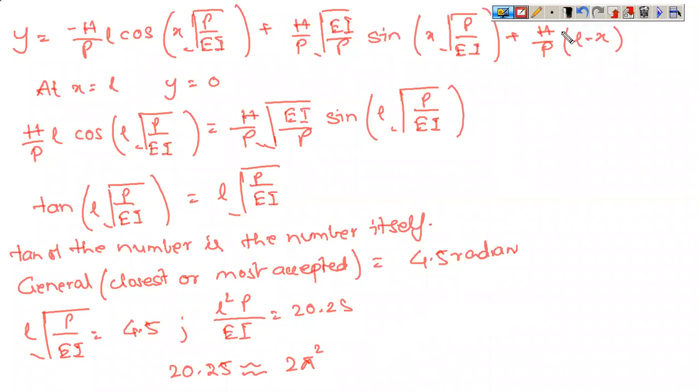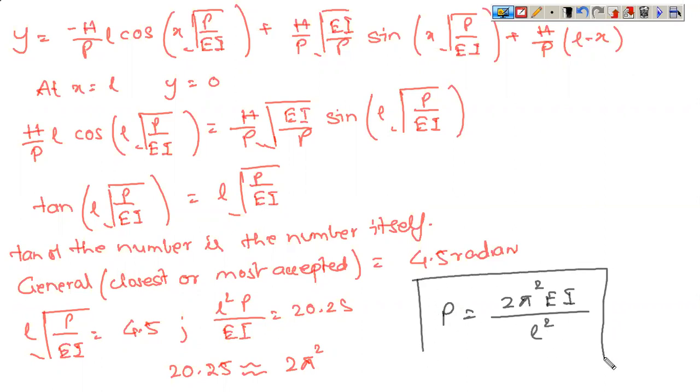So P can be written as P is equal to 2 pi square EI divided by L square. This is your final equation for P. So for a column which is fixed at one end and hinged at the other end, you have the equation for buckling load as 2 pi square EI by L square.